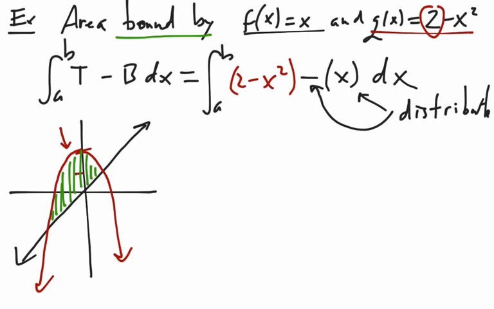Well, the nice thing about this is we're almost done setting up the integral. The last thing that we need to do is figure out the intersection points in order to determine the limits a and b for the integral. So think for a second about how to do that.